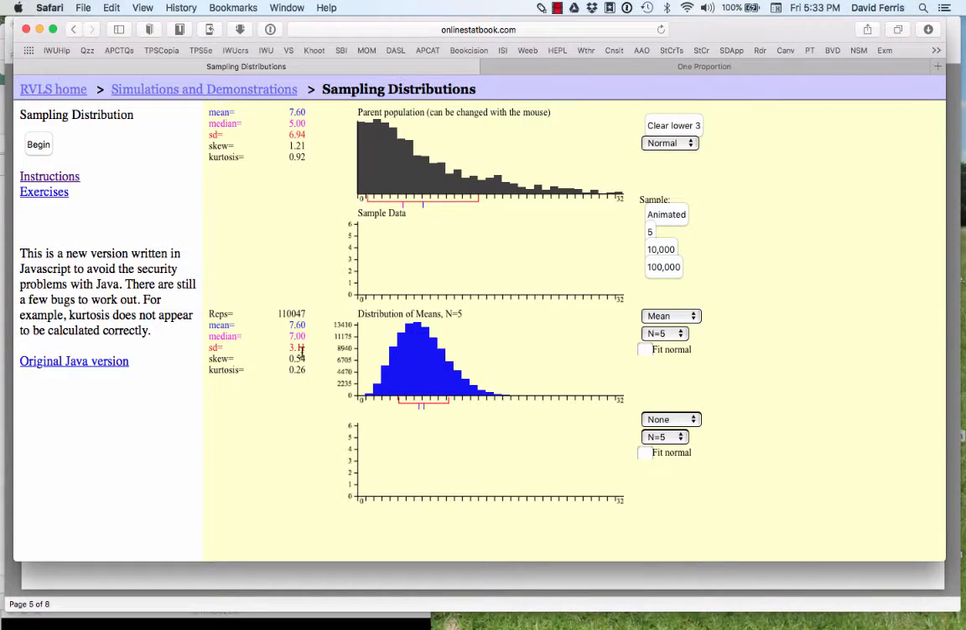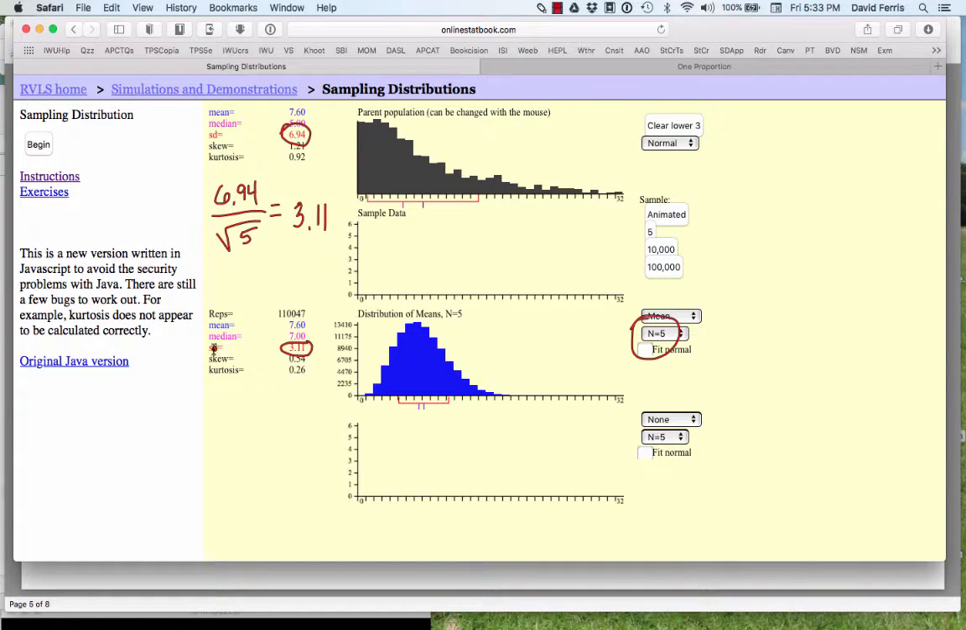What about the standard deviation? The standard deviation of the sampling distribution, which we call the standard error, 3.11, is supposed to be 6.94 divided by the square root of n. So let's see if that works. If you have a calculator, you could take 6.94 and divide by the square root of the sample size. Sample size, remember, was 5, so this time we divide by the square root of 5. And I'm pretty sure that if you calculated that, it's going to be awfully close to 3.11.